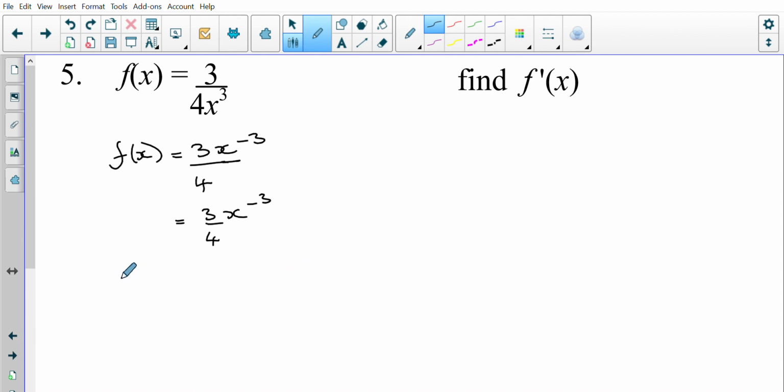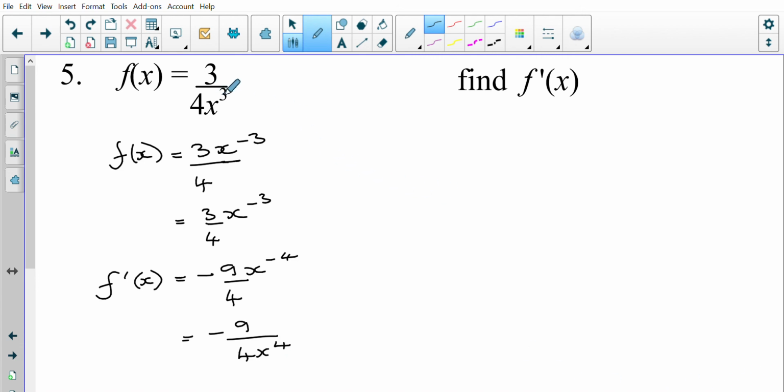So now to differentiate, my f dash of x is going to be, so I need to bring the power down, the minus 3 down, and multiply it by the 3/4. So that will give me minus 9 over 4 x to the minus 4. And again, if I wanted to put that back in its fraction form, that will be minus 9 over 4x to the power of 4.